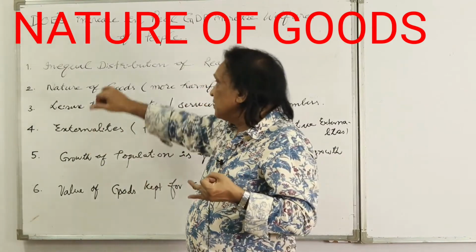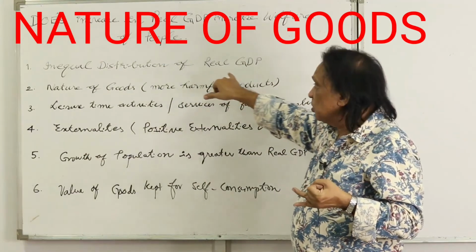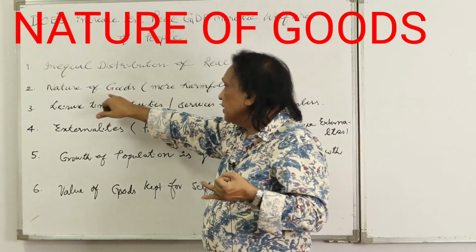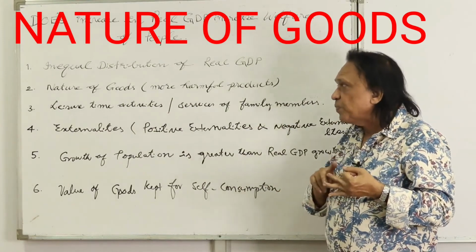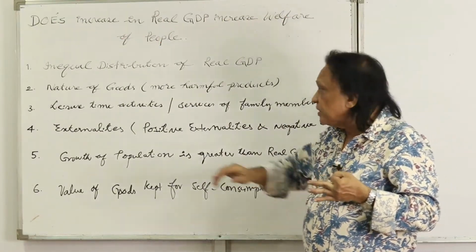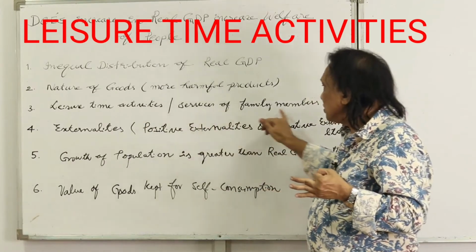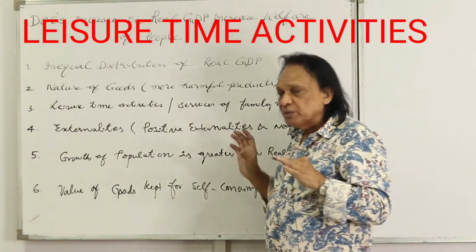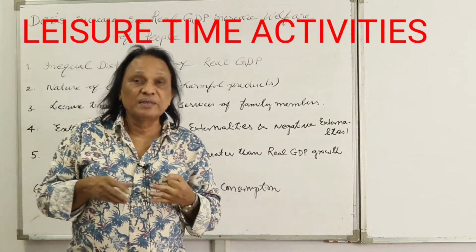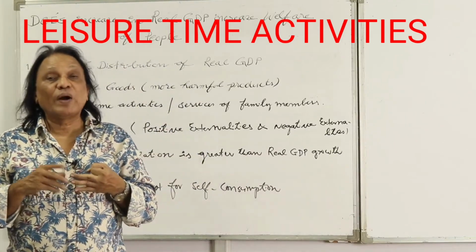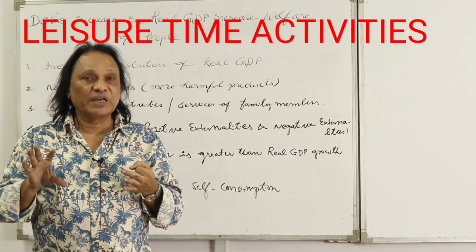The first point is unequal distribution of real GDP. The second point is nature of goods, more harmful products. The third point is leisure time activities or services of family members. What it means? See, these activities are not included while calculating GDP. Leisure time activities.